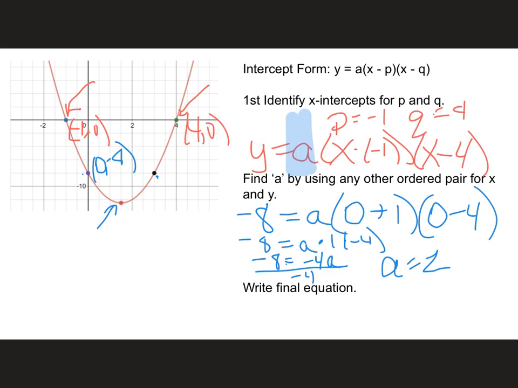Now I can write the intercept form using a and then the 2 x-intercepts, p and q. So y equals, in place of a, I'm going to put 2, and then x plus 1, because I don't want to leave minus negative. It's just not simplified. And then x minus 4. And that would be intercept form.